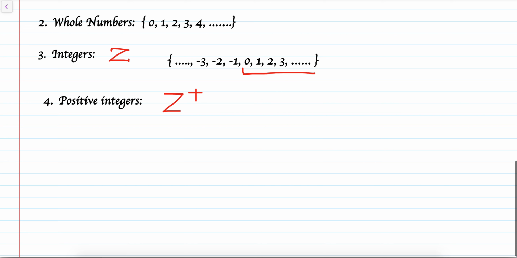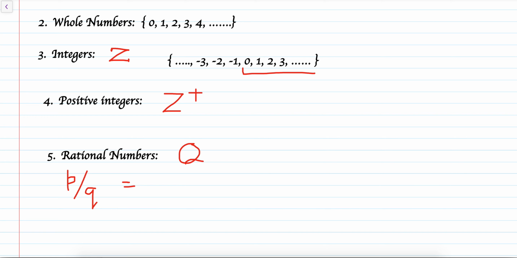Okay, let's move to our next example, rational numbers, and we usually define it using capital Q. Its definition is that rational numbers are the numbers which can be denoted in the form p by q, that is, the ratio of two numbers, where q should never be equal to 0, because if q is 0 we cannot define the number.